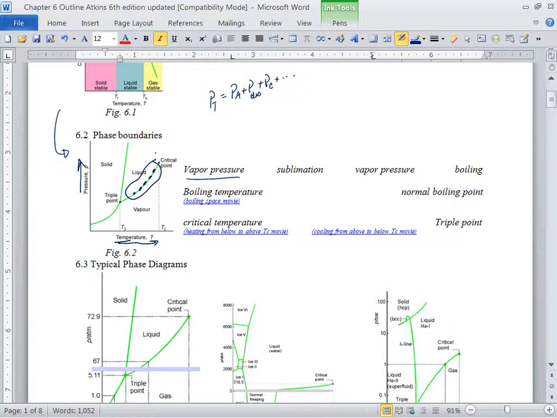pressure. And how do you raise the vapor pressure? You just raise the temperature. So you keep raising the temperature until the vapor pressure is the same as the external pressure, and then it boils.